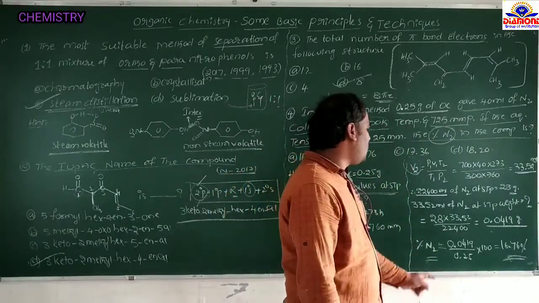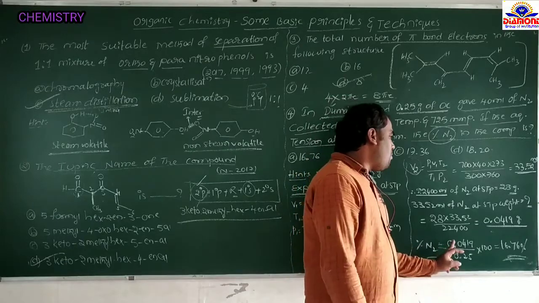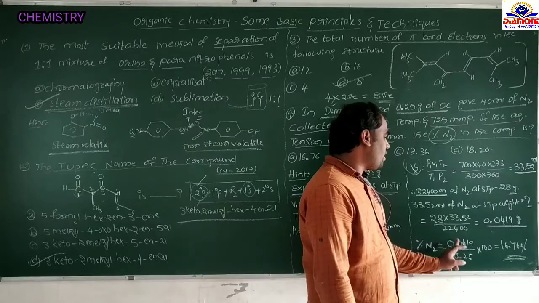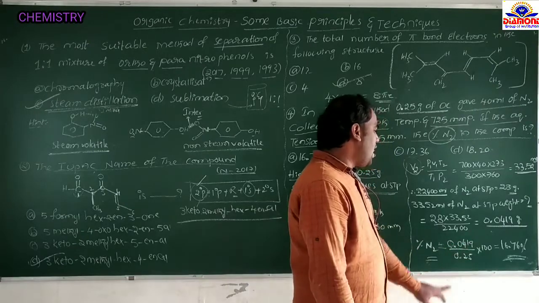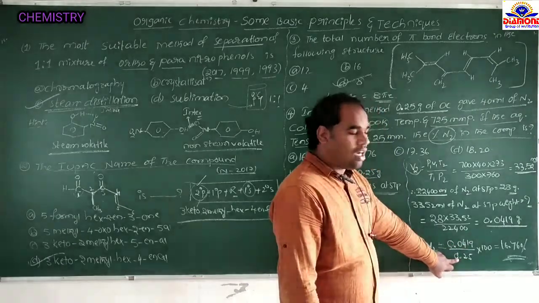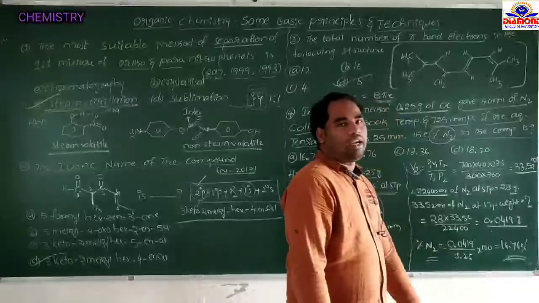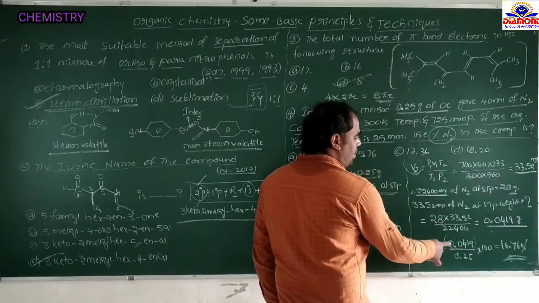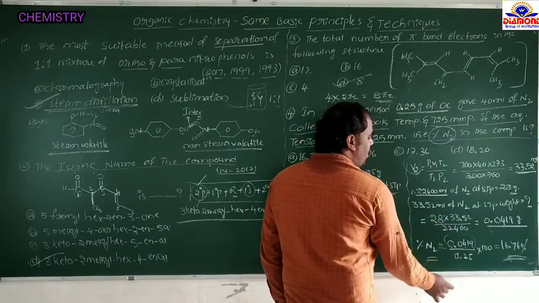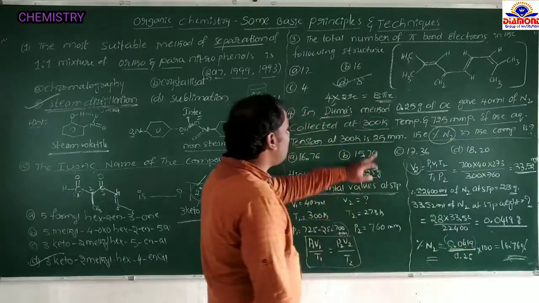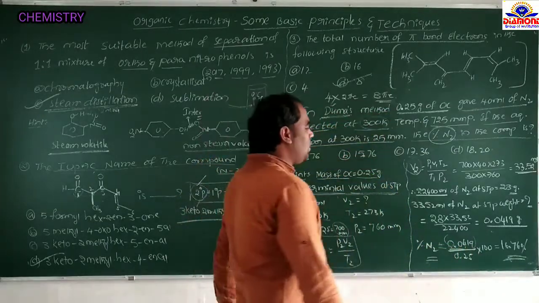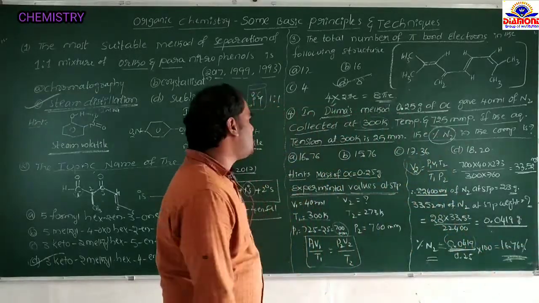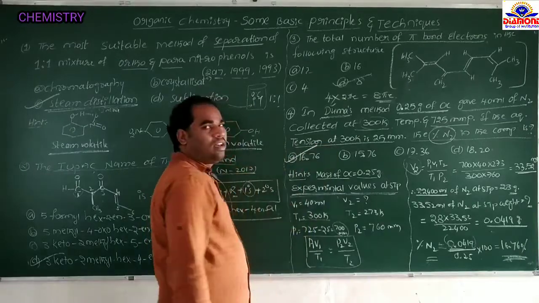Finally, the percentage of nitrogen equals the weight of nitrogen at STP by the weight of organic compound, multiplied by 100. Here, the weight of nitrogen at STP is 0.0419 by the weight of organic compound 0.25, into 100. By simplification, 16.76 percent of nitrogen is present. So therefore A is the answer.